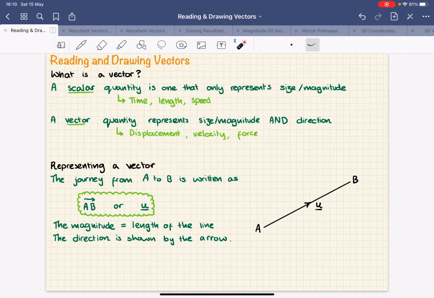And when representing a vector, there's two different ways we can write it down. We can either say it as AB with an arrow above, and that's literally saying A to B. Or we can just use this u with an underline. The other thing to keep in mind is that the magnitude is the same as the length of the line here, and we're going to get into that a bit more in a later video. And the direction of where something moves is shown by the arrow. So let's take a look at a few examples.